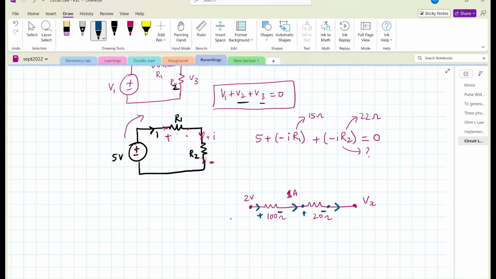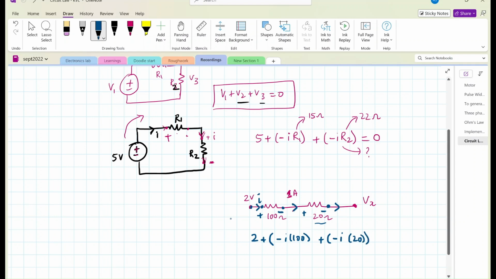So when the current is moving through a resistor, this point is at higher potential, this point is at lower potential. Similarly, this point is higher potential, this point is lower potential with respect to just this element. So now let's write. If you start from this point, 2 volts, right? 2 plus the voltage drop across the 100 ohm resistor is minus I into 100. Why? Because the resistor ends with a minus. There is a voltage drop, and then again there is a voltage drop across the 20 ohm resistor, so again plus minus of I into 20.